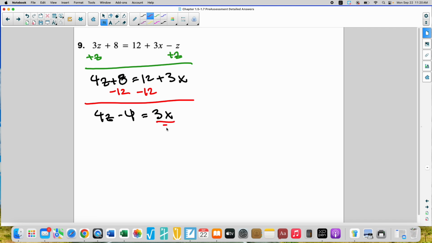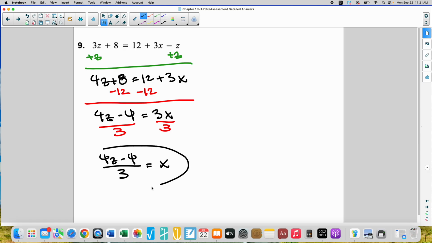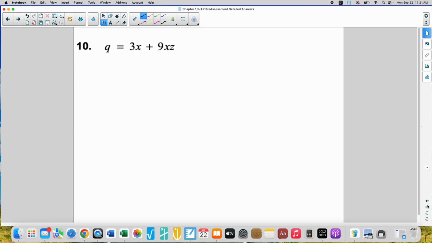Let's divide by 3. And this one I'm going to divide all by 3 because there's no like factor. So we could just write that. That's acceptable. If you wrote 4/3 z minus 4/3, that would be okay also, but that's the more efficient way.